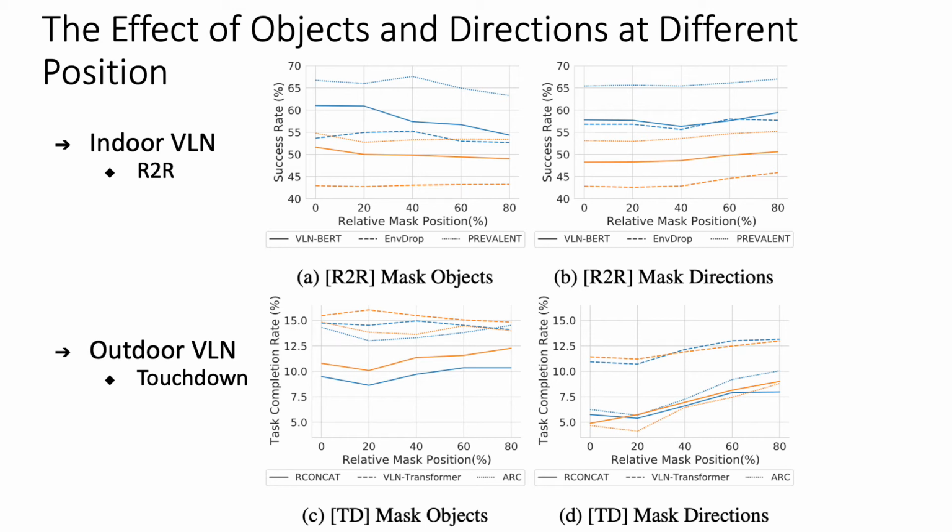And in figure B and figure D, the navigation performance is worse when direction tokens located at the start of the instruction are masked out. This means that if the agent gets lost at the initial stage, it is hard to get back on track again. Such results coincide with the nature of the VLN task as a sequential decision-making process.